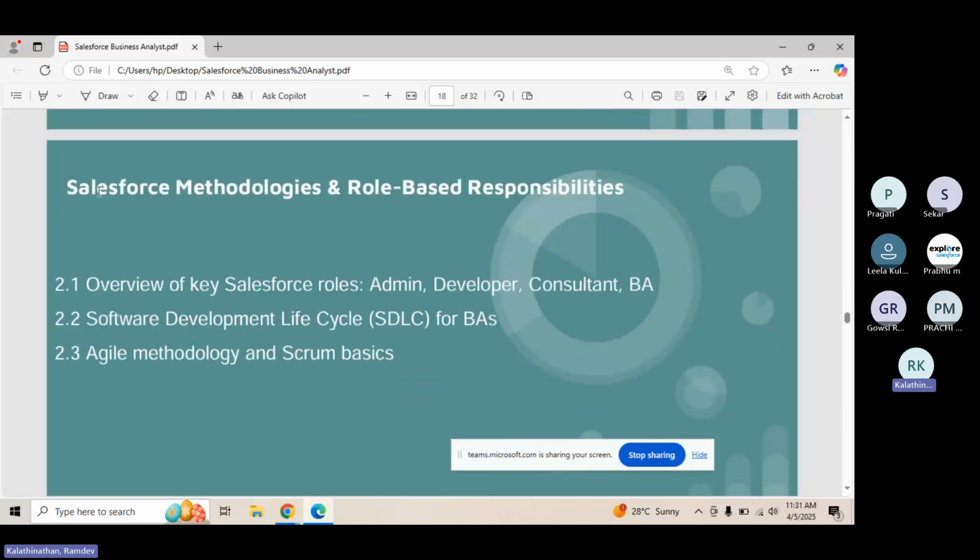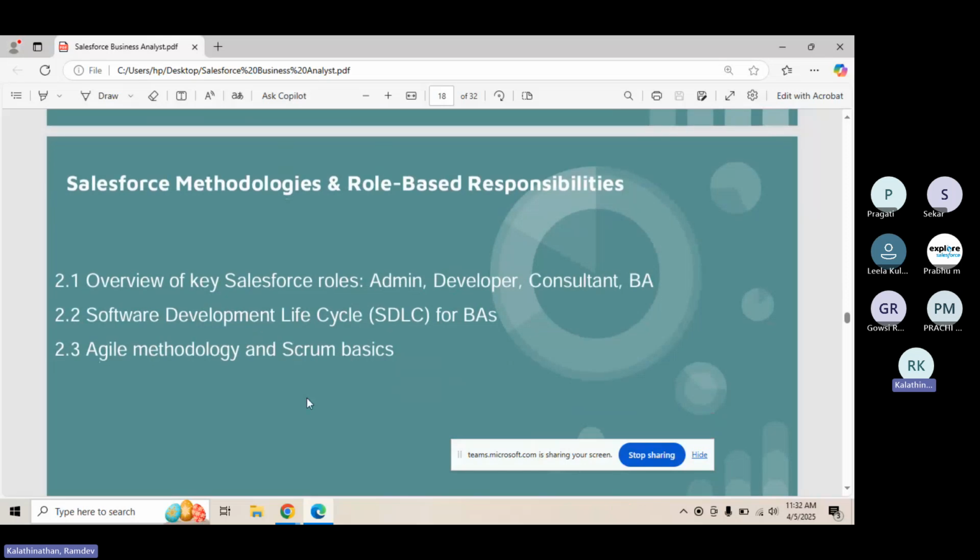And the second day we will be talking about the different roles. Today it was again on a very high level, but I'll break it down for you as to what each of the roles do and how the software development lifecycle works. You also need to know a little bit of agile methodology and Scrum basics. A lot of people do not have this knowledge, which is essential. So we have planned for this as well.